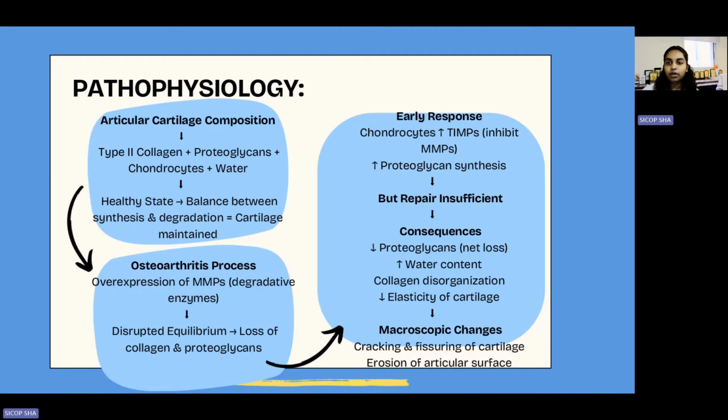Now, as an early response, the chondrocytes still try to maintain the balance by increasing the TIMPs, which inhibit the degradative enzymes, and that leads to increased proteoglycan synthesis. But as age advances, the repair becomes insufficient, leading to further consequences like decreased proteoglycans, increased water content, and disorganized collagen, leading to decreased elasticity of cartilage. And further, there are macroscopic changes which can be seen, that is cracking and fissuring of cartilage, and erosion of the articular surface.